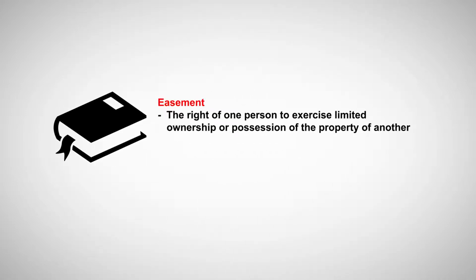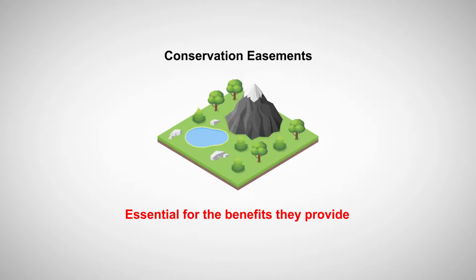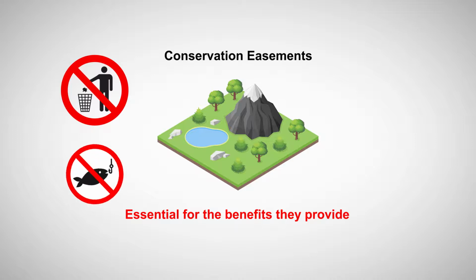An easement is defined as the right of one person to exercise limited ownership or possession of the property of another. Easements can create contentious issues between neighboring landowners, but are also essential for the benefits they provide. For example, landowners use conservation easements to ensure that land will be preserved and wildlife will be protected.